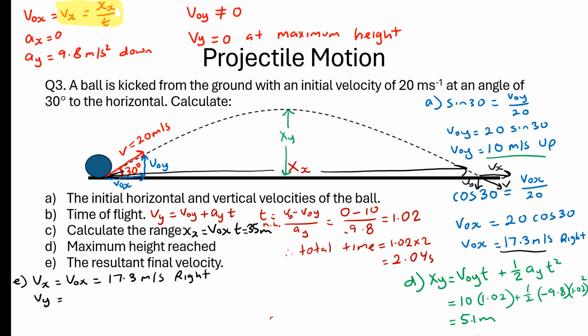Here we have to use one of the three equations from the vertical motion. Let's look at the first equation. Vy equals V naught y plus ay times t. Alright, so let's sub in the values. V naught y is 10 meters per second up. We know ay is 9.8. And we also know the value of t. So we can use the first equation to find Vy. So V naught y plus ayt.